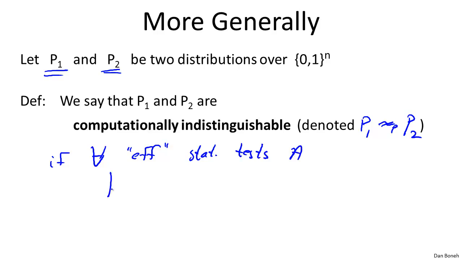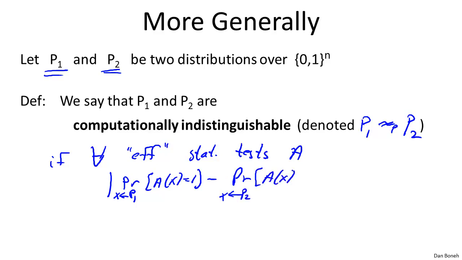A, it so happens that if I sample from the distribution P1 and give the output to A, versus if I sample from the distribution P2 and give the sample to A, then A behaves the same in both cases. In other words, the difference between these two probabilities is negligible. And this has to be true for all efficient statistical tests. So A's advantage in distinguishing the two distributions is negligible, and if that's true for all efficient statistical tests, then we say that the two distributions are computationally indistinguishable, because an efficient algorithm cannot distinguish them.